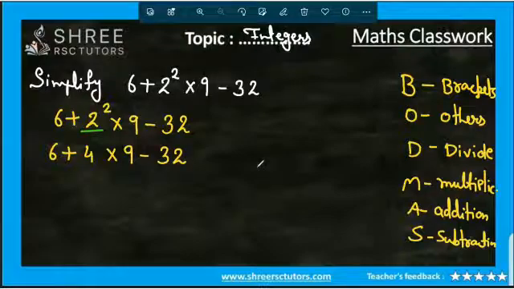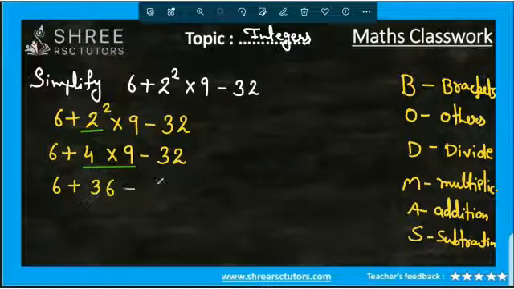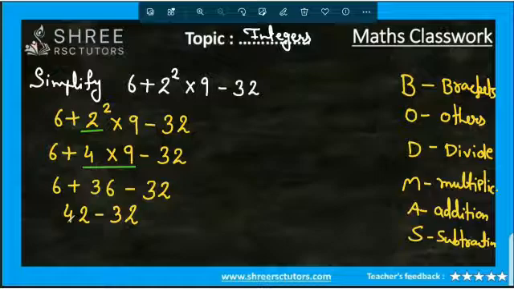Next one is multiplication. We need to find out, do we have to do any multiplication operation here? Yes, we need to multiply 4 and 9. So how can we do this? It's 6 plus 4 times 9, which is 36, minus 32. Now, the next operation is addition. So 6 plus 36 is equal to 42, minus 32, and 42 minus 32 is 10.